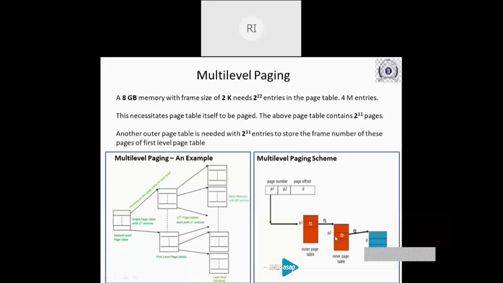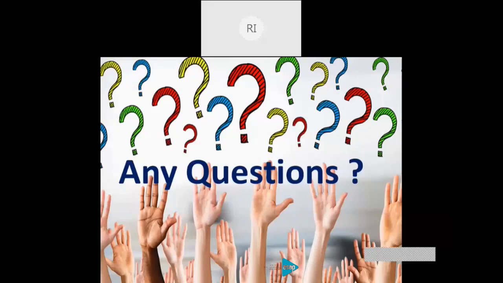If we travel P2 distance from the starting address of this particular frame, we will get the frame number of the frame in main memory where the intended instruction is stored. After getting the F2 from the inner page table, we can add the offset D. If we travel D distance from the beginning location of the frame F2, we will find the actual instruction.